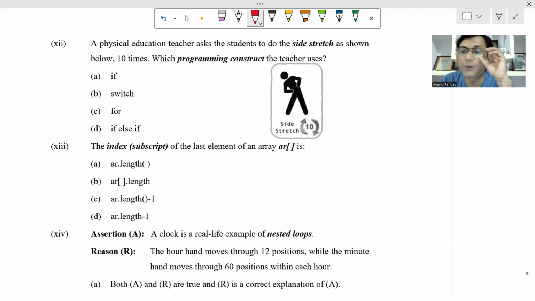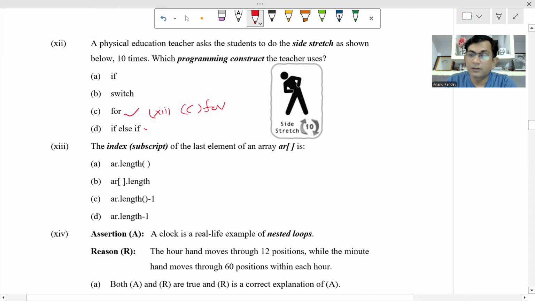So for repetition, what do you use in the program? We use loops. Here only one loop is given. If is not a loop, switch is not a loop, this is not a loop, only this is the loop. So the answer will be for. Means C, and that is for, you can write it like this, 12 C for. Clear? Now coming to the next question.